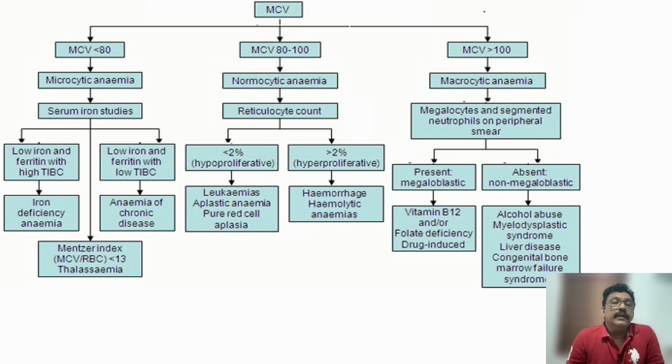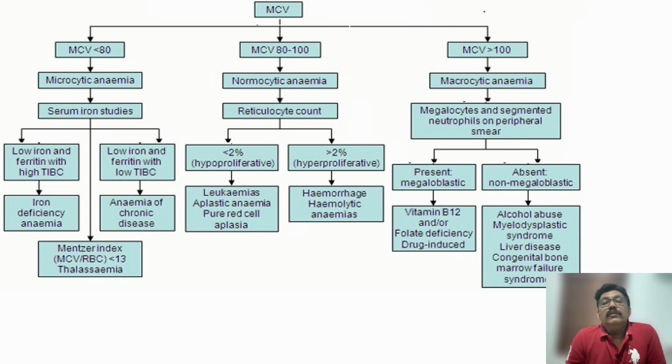Then you have to look for the causes of iron deficiency anemia, like whether the patient has any GI blood loss. We can check whether stool occult blood is present. Then you can ask the history of menstrual bleeding, all these things. Low iron and ferritin with low TIBC suggests anemia of chronic illness, as you can get in rheumatoid arthritis, SLE, chronic malignancies, and tuberculosis. All these things you have to rule out.